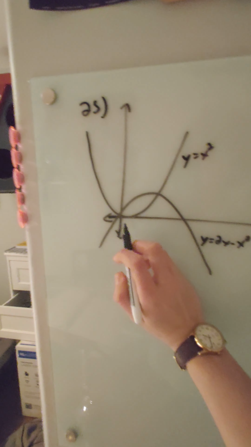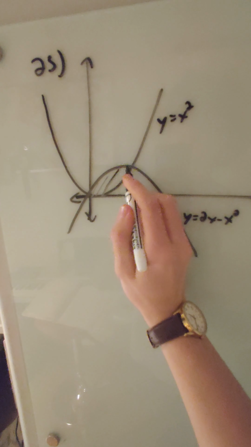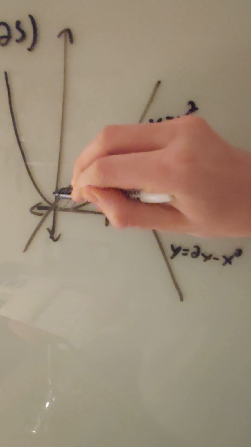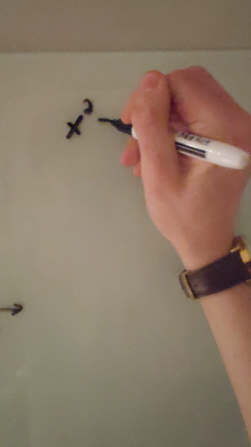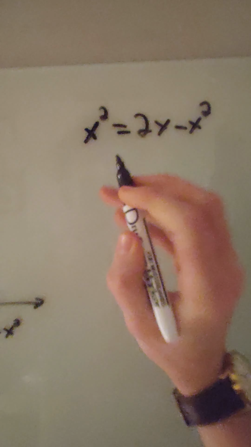Now, the first thing I notice when looking at this question is that we have to find the area enclosed by these two functions. So we're going to need to know this point, and we're going to need to know this point. Well, we can do this by setting these functions equal to each other. So we have x squared, our first function, is equal to our second function, 2x minus x squared.